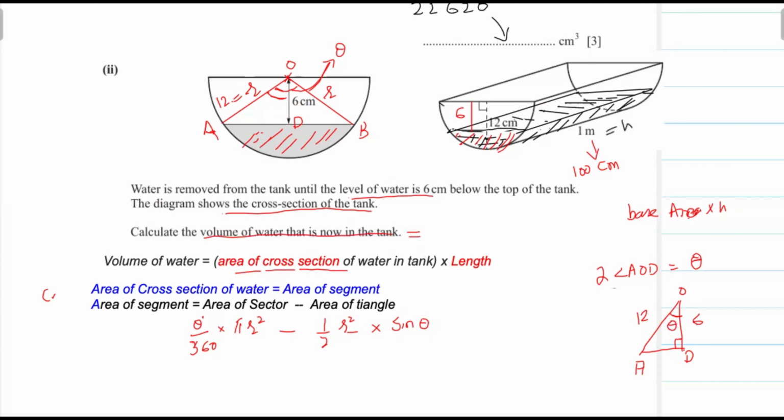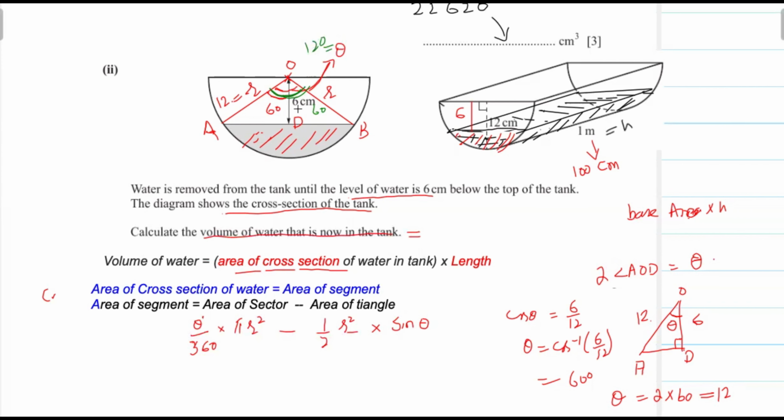And this is the adjacent side, and this is the hypotenuse. Therefore, adjacent over hypotenuse, 6/12 will be equal to cos theta, and theta will be equal to cos inverse 6/12, and this will be equal to 60 degree. Therefore the angle AOB will be equal to 2 times 60 degree, and this is 120, because this angle is 60, and this angle is also 60. Therefore, the total angle will be equal to 120.